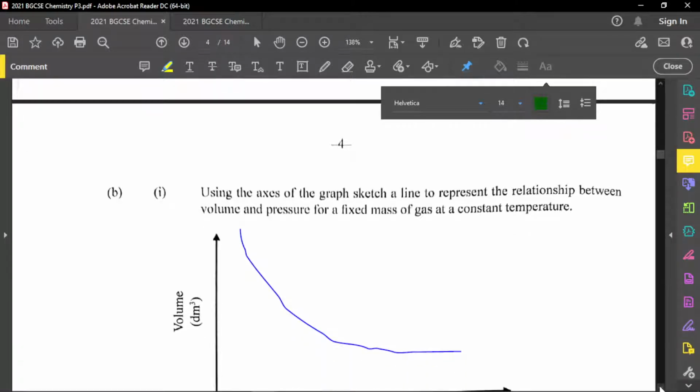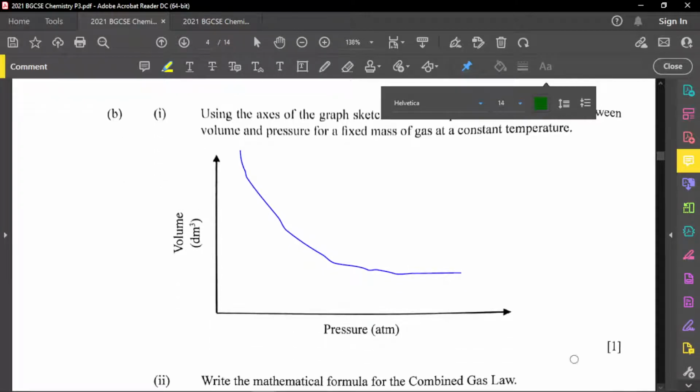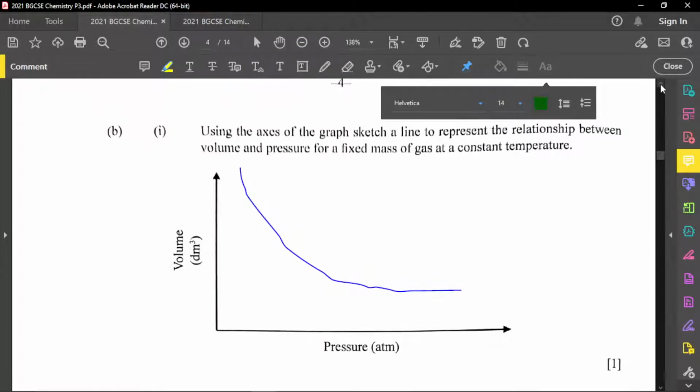For part B, using the axes of the graph, sketch a line to present the relationship between volume and pressure for a fixed mass of gas at a constant temperature. The graph will look like this, as if you're looking at pressure versus volume, and notice this is different from the question above. This is saying now that temperature is constant. What we know about pressure and volume is that as you increase the pressure, the volume will decrease. So it is an inverse graph, and the graph must look like this.